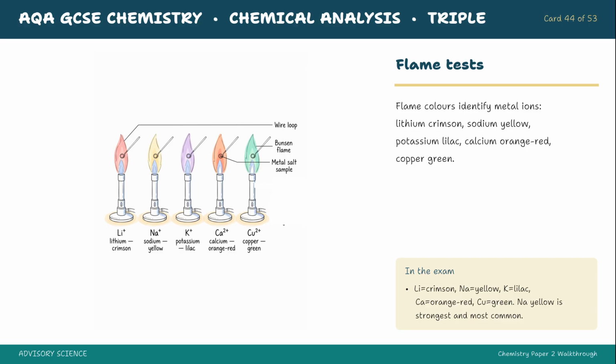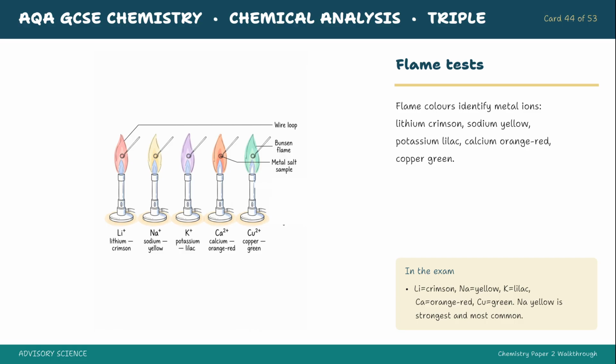Lithium ions give a crimson or red colour. Sodium ions give a yellow flame. Potassium ions give a lilac flame. Calcium ions give an orange-red flame, and copper ions give a green flame.